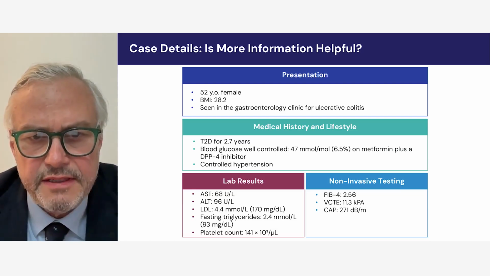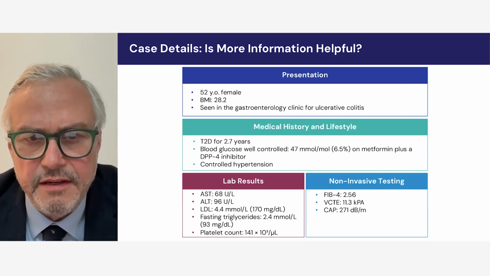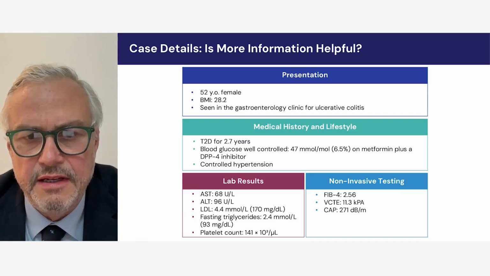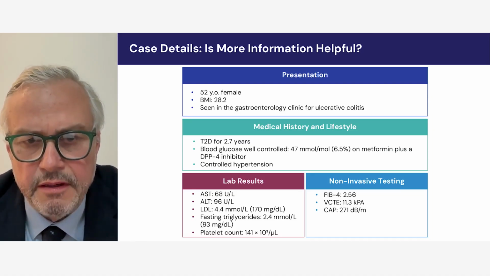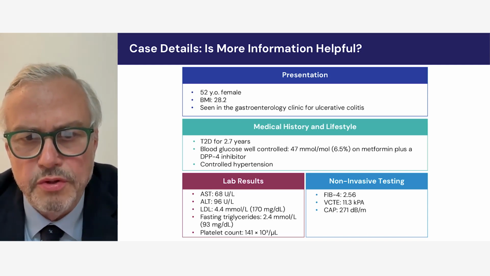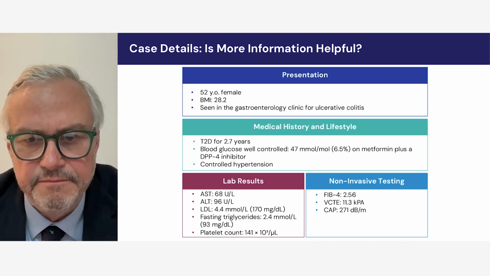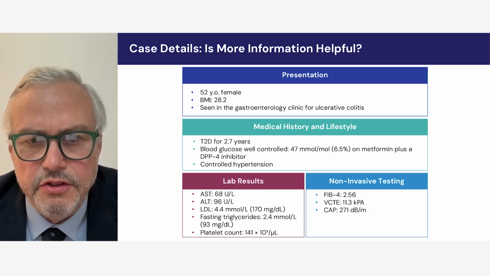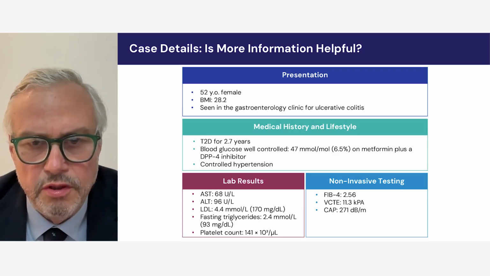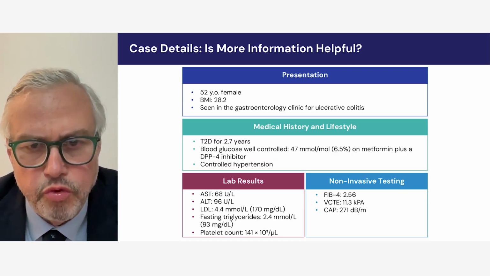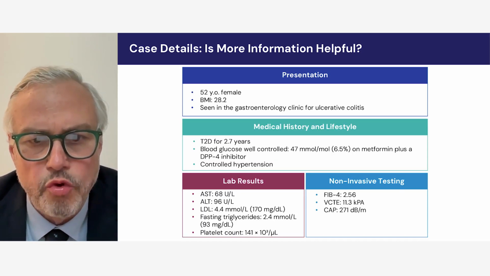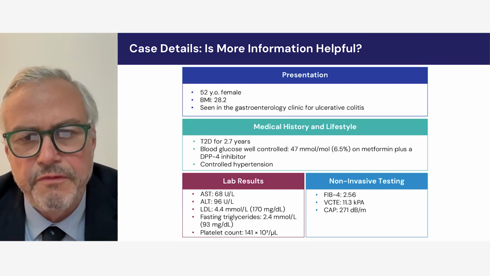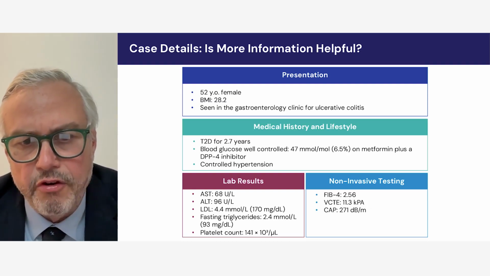In our case, the VCTE was 11.3 kilopascals and the CAP was 271 dB. So we need in this patient, due to the close value to the threshold of 12 kilopascals, to rule out the presence of cirrhosis before making further decisions.